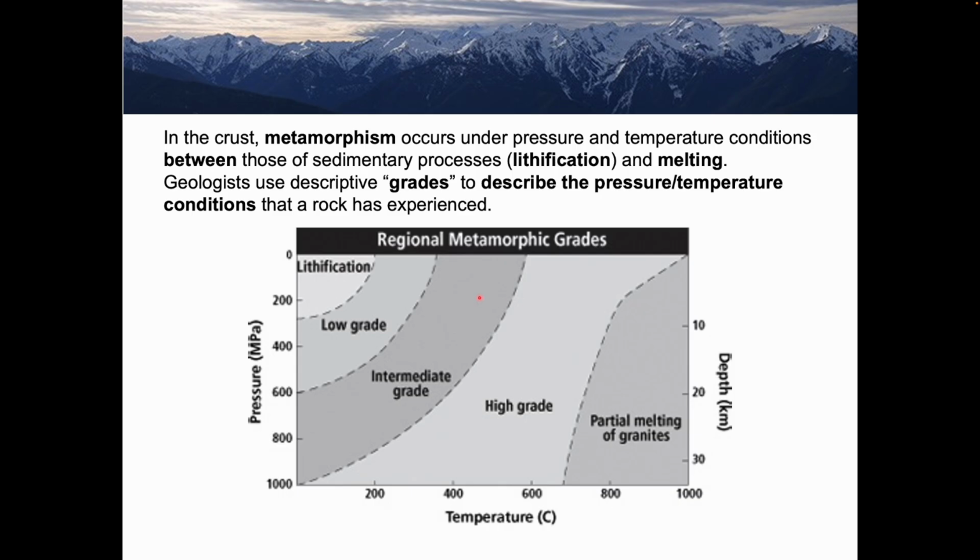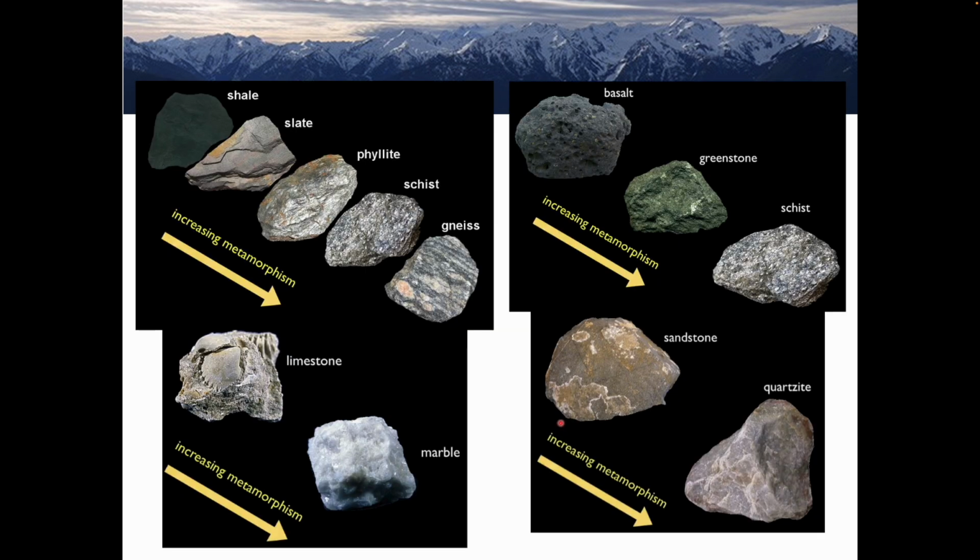A metamorphic rock that has experienced relatively low pressures and temperatures would be considered a low-grade metamorphic rock, and a metamorphic rock that has experienced high temperatures and pressures is called a high-grade metamorphic rock. Here are some examples of the progression of low-grade to high-grade metamorphic rocks.